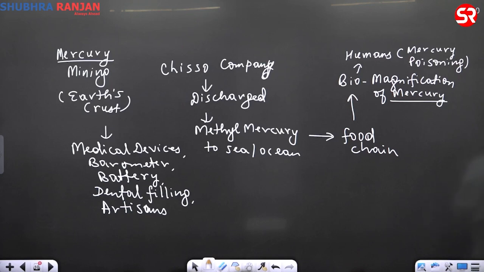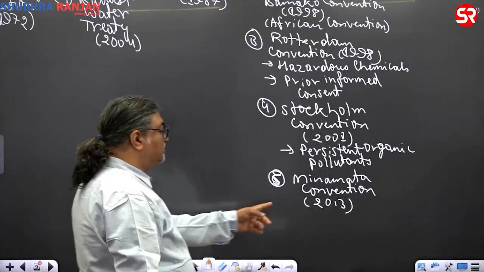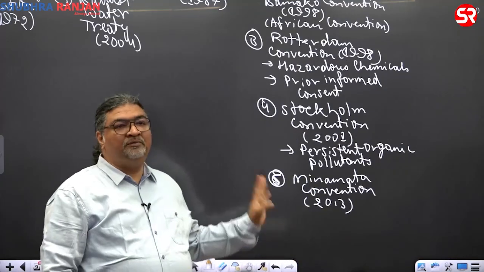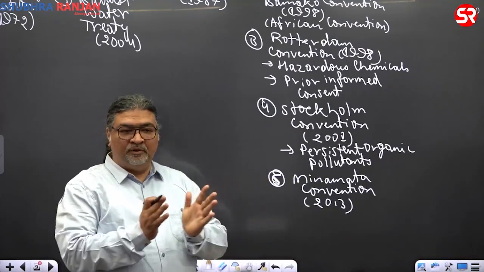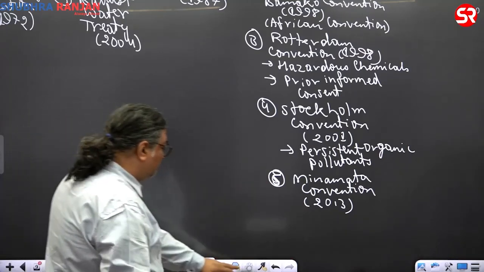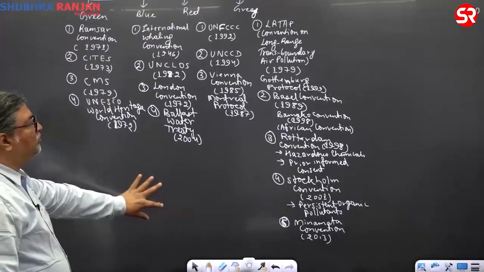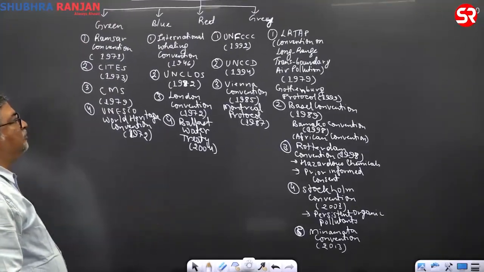So by 2035, which year are we in right now? 2024. By 2035, various products in India using mercury will be phased out. So this is the flowchart I have given here. This one, 2013, 10 years, becomes really very important. And we'll connect with that. The pollution topic will connect to that. So my purpose was that when you come across multilateral agreements and conventions, you should know all these conventions. Green, blue, red, grey.